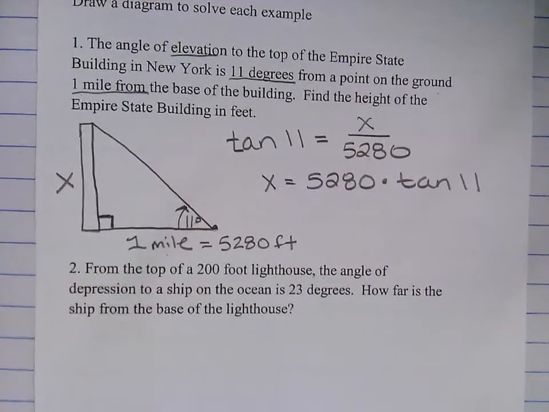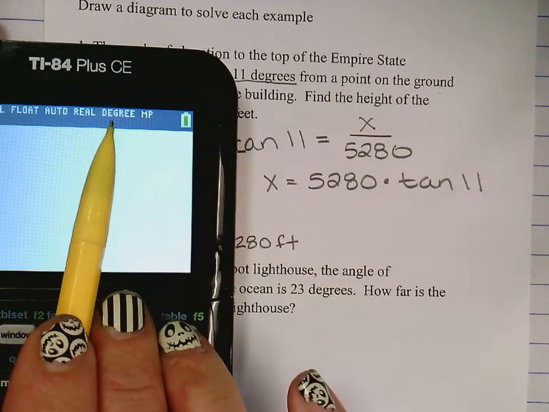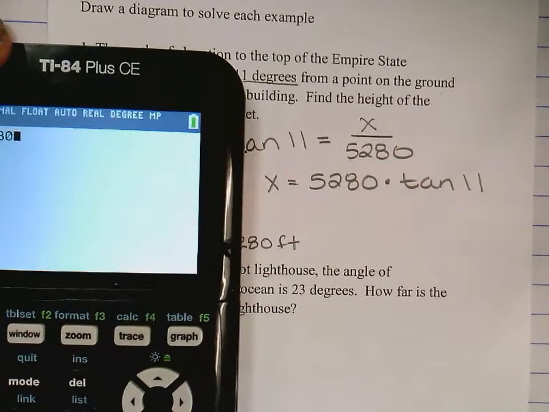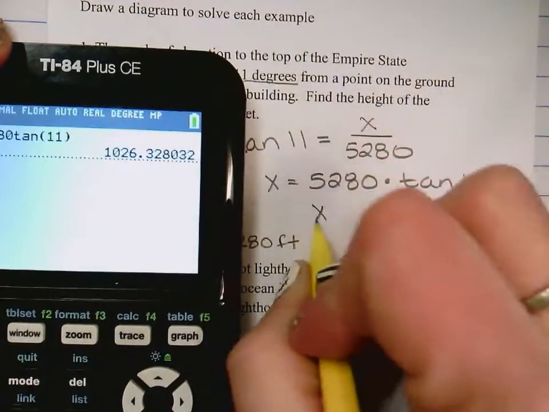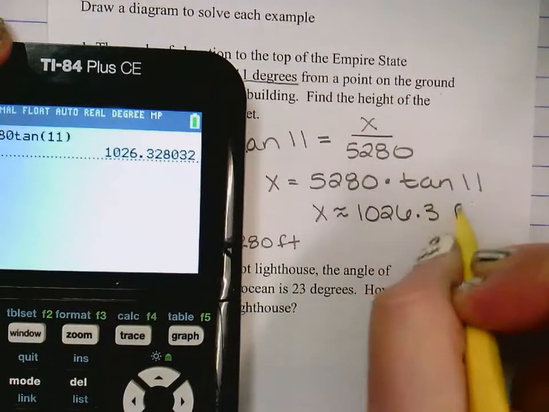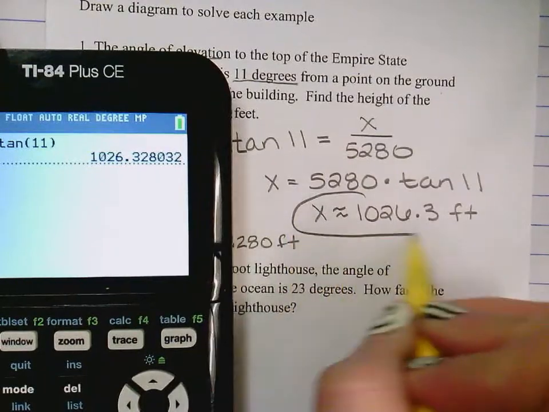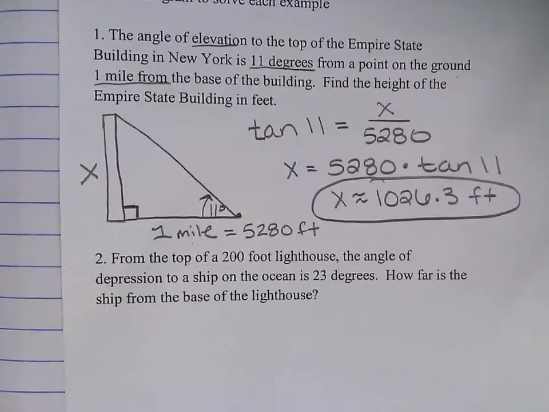I'm going to grab a calculator. First thing, I'm going to look, I'm in degree mode, so that's good. So 5,280 tan 11, and I get X is approximately 1,026.3 feet. Okay.